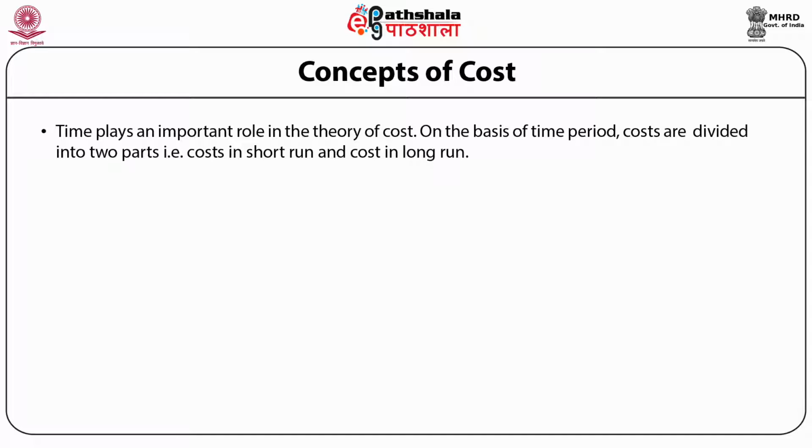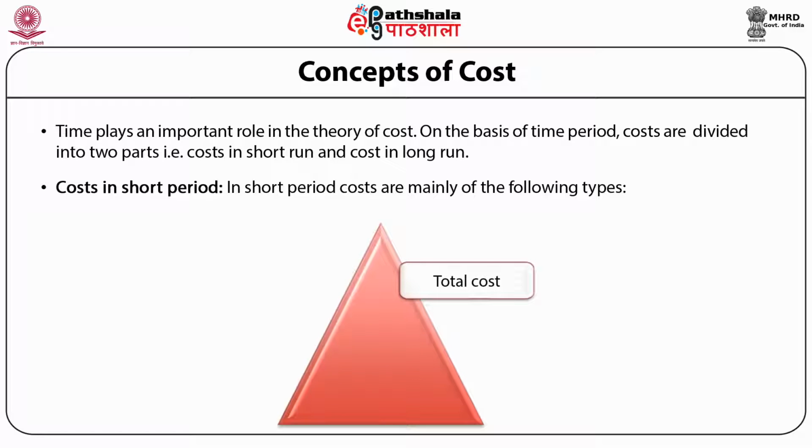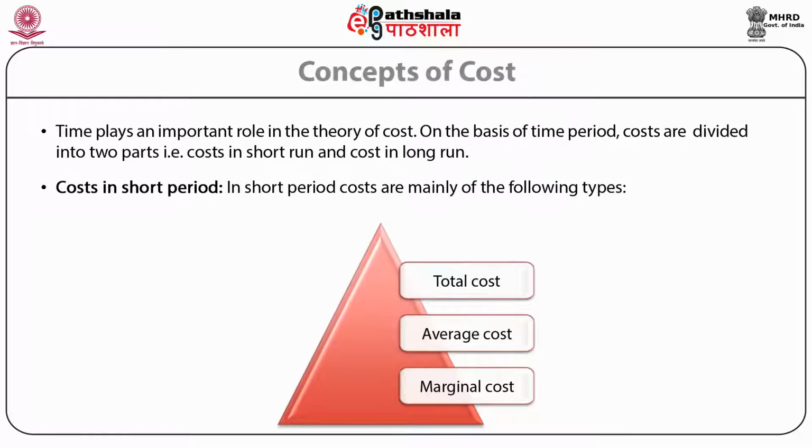On the basis of time period, costs are divided into two parts, that is, costs in short run and costs in long run. In the short period, costs are mainly of three types, as it is seen in the diagram. These are total cost, average cost, and marginal cost.